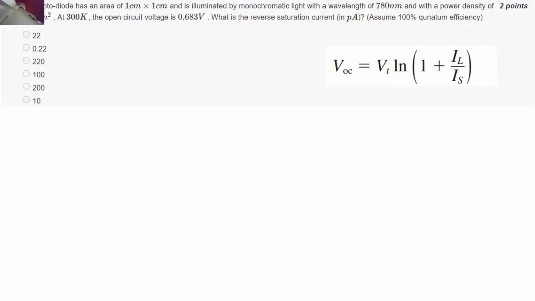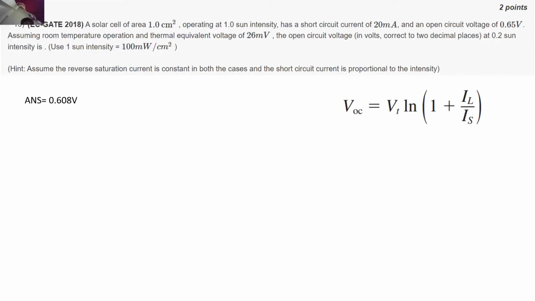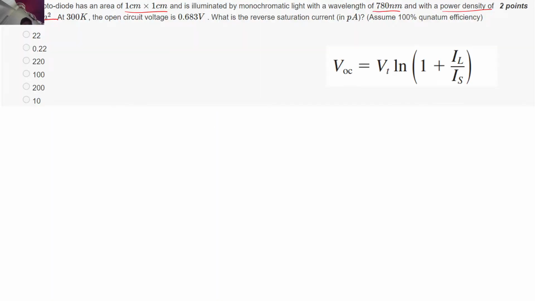Now next question: a photodiode has an area of 1 centimeter square and is illuminated by light having a wavelength of 780 nanometers, right? And the power density that they have given for this light is 1000 watt per meter square. This is per meter square, so we have to convert into centimeter square while taking it into the numerical, right?